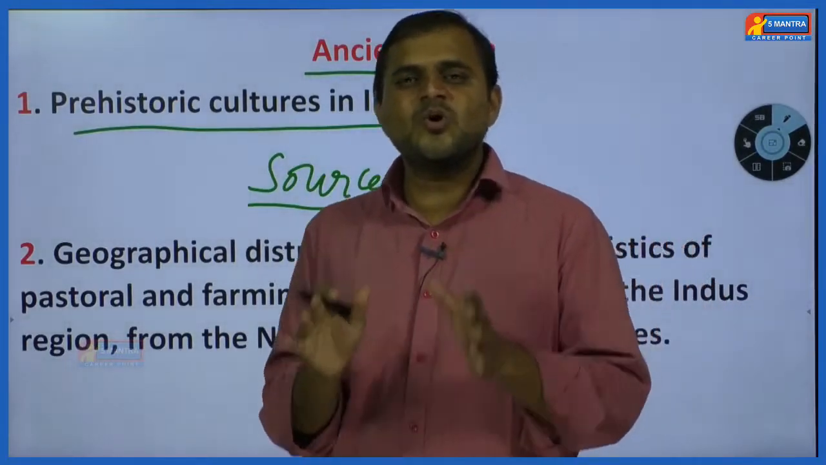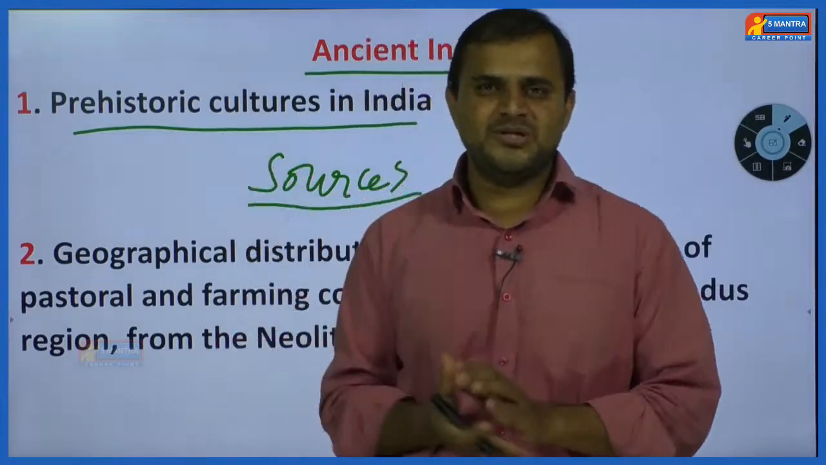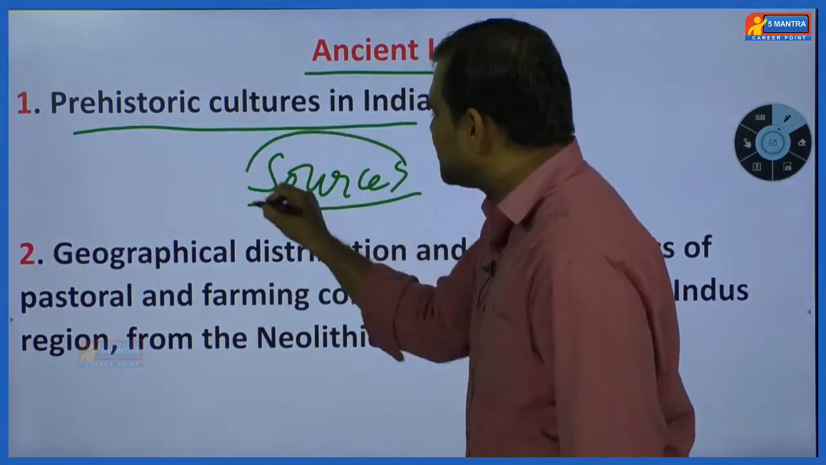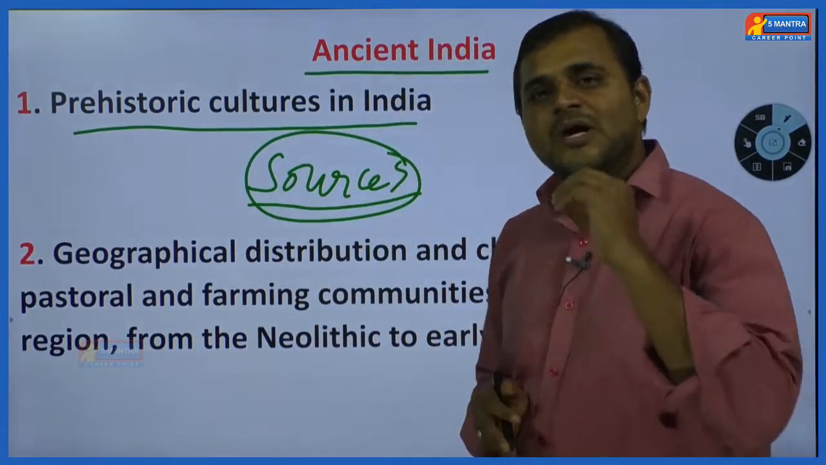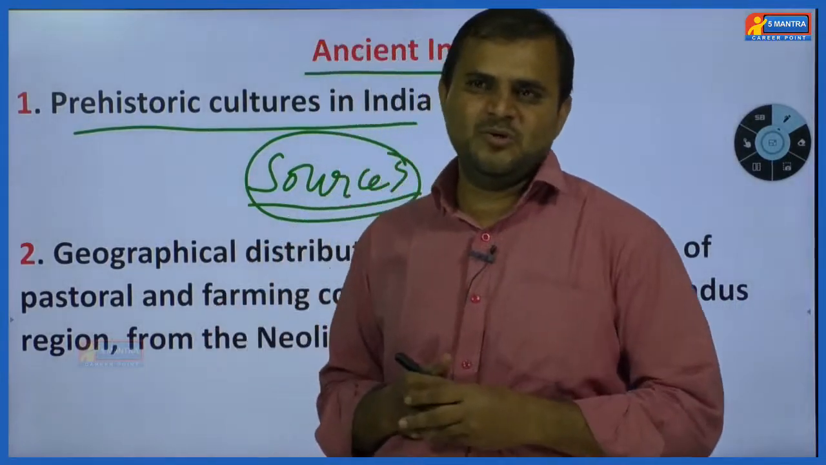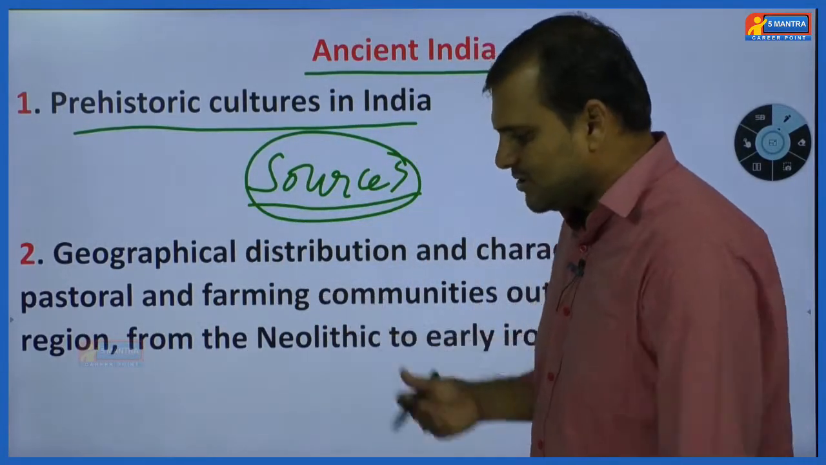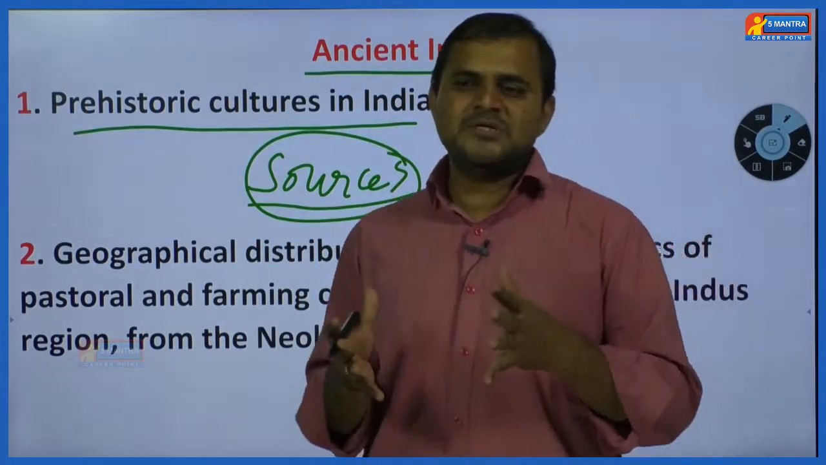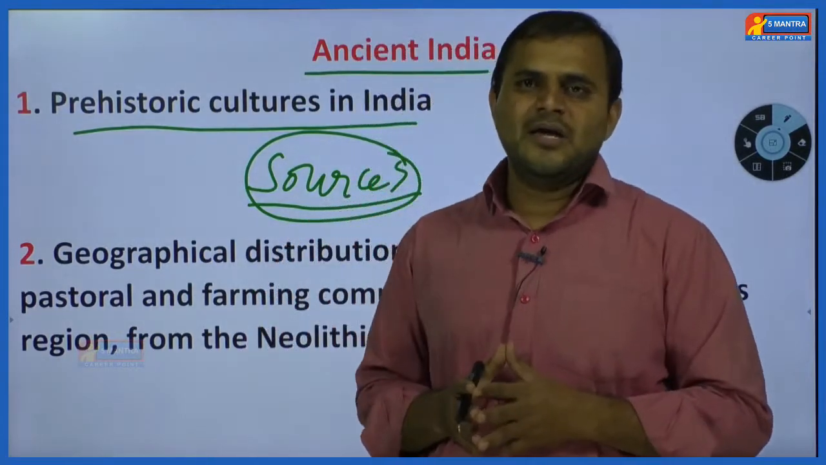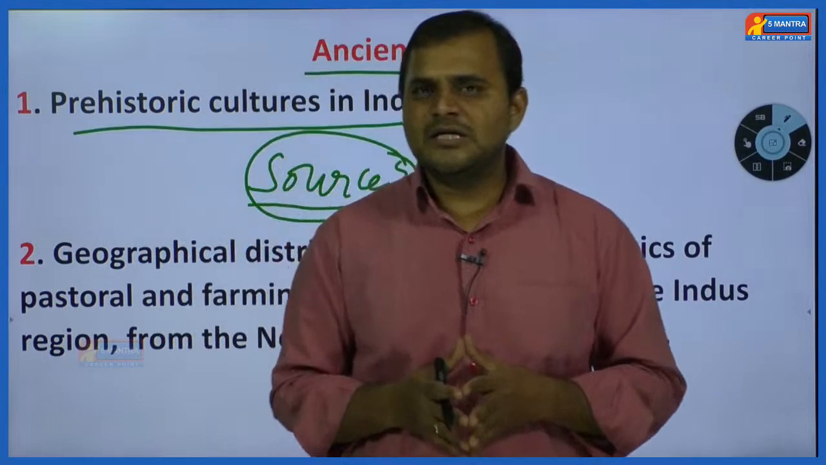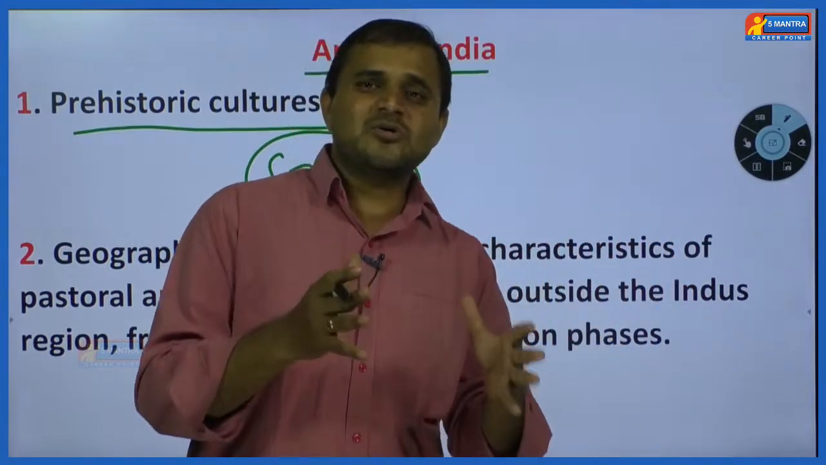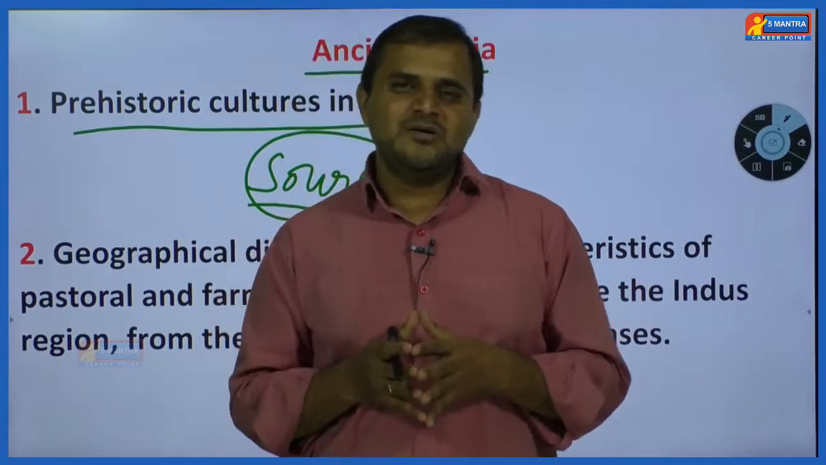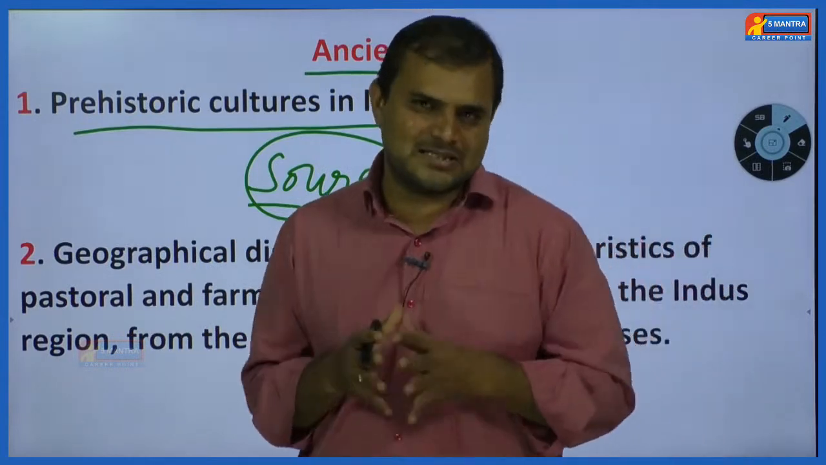Sources are the foundation for history. So we start with the first chapter, sources. You will not get marks from sources, but you can easily understand other chapters. In sources we talk about inscriptions and numismatic evidence. Numismatic evidence means coins. The study of inscriptions is called epigraphy, the study of coins is called numismatics, and the study of old books and records, paleography, philology, all come under basics.